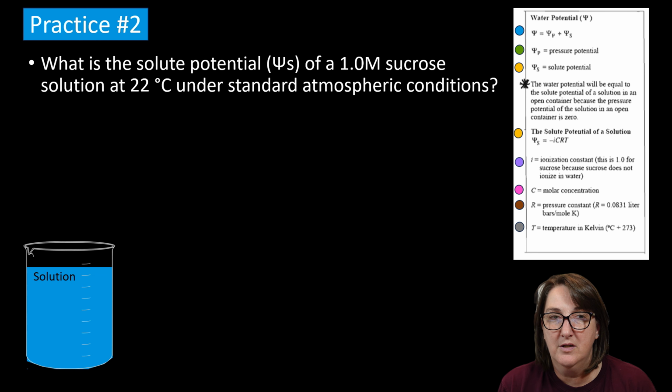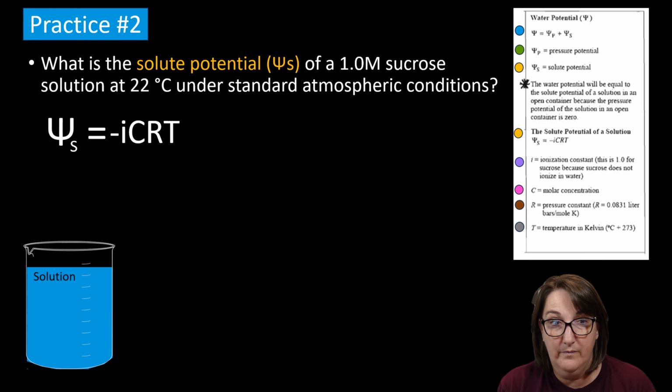All right, practice 2. What is the solute potential of a 1 mole sucrose solution at 22 degrees Celsius under standard atmospheric conditions? So let's look at what we need to solve for. I need to solve for the solute potential. So I have to ask, do I have a formula for that? Yes, I do. So here I have my solute potential, and then I have this formula right here. So let's start breaking down all these pieces and see what that looks like here.